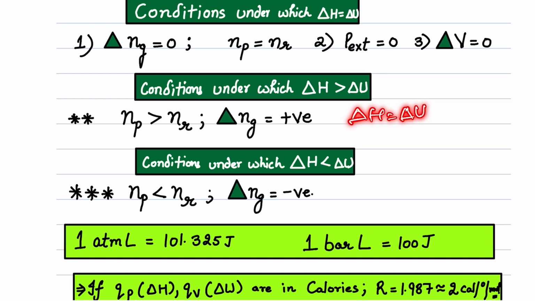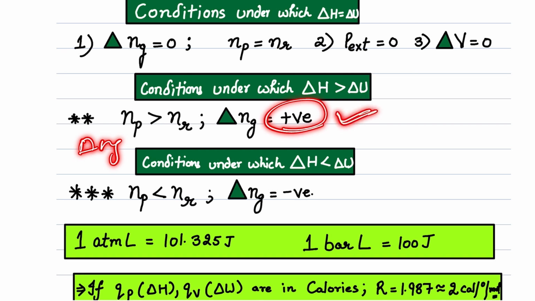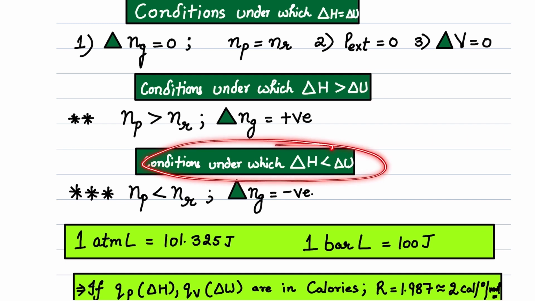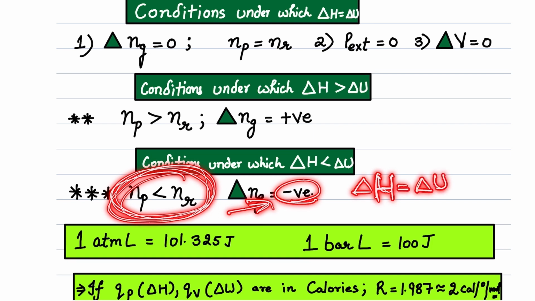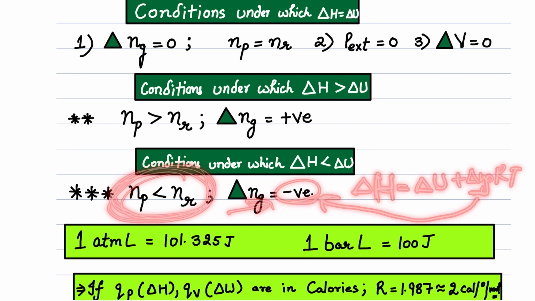Now let us consider another case, if delta H is greater than delta U. For that to occur, our delta Ng should be positive. This happens if the number of moles of product is greater than the number of moles of reactant. So we can have the result that delta H is greater than delta U. Another case is if delta H is less than delta U. This can happen if delta Ng becomes negative. This only happens if the number of moles of product is less than the number of moles of reactants. Then we can have delta H less than delta U.